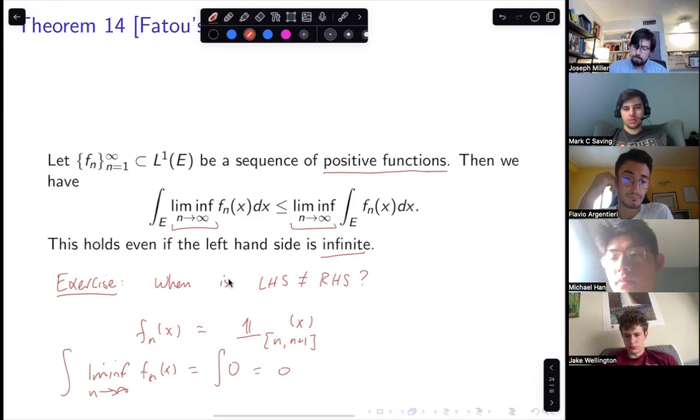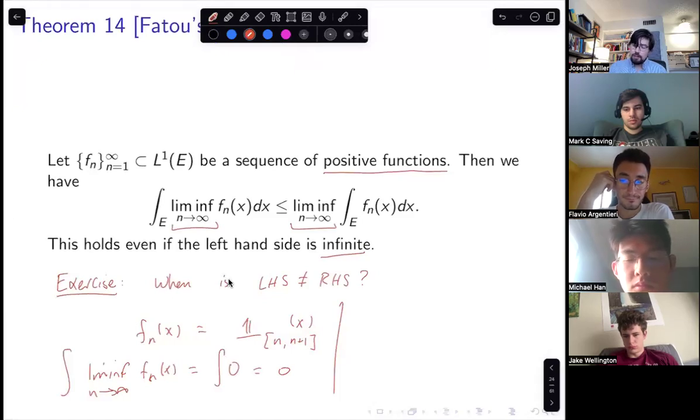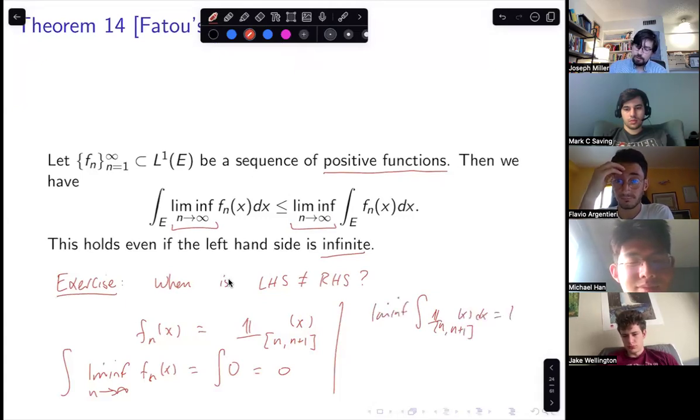For the right-hand side, what do I have? Let's say E is R. So when I integrate this guy, the integral of the indicator of n to n plus 1 of x dx is always going to be 1. So when I take the lim inf of it, I get 1.